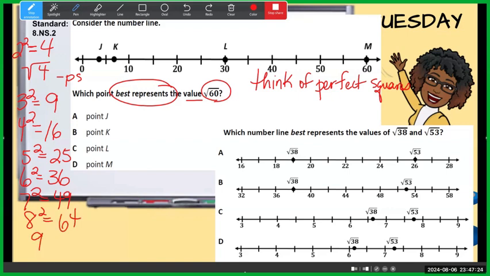So if you know your squares, you can easily determine between what numbers it will lie. So looking at the square root of 60, between what perfect squares would it fall? 7 and 8. Now, 7 squared is 49 and 8 squared is 64. So would 60 be closer to 7 or closer to 8? It'd be closer to 8.